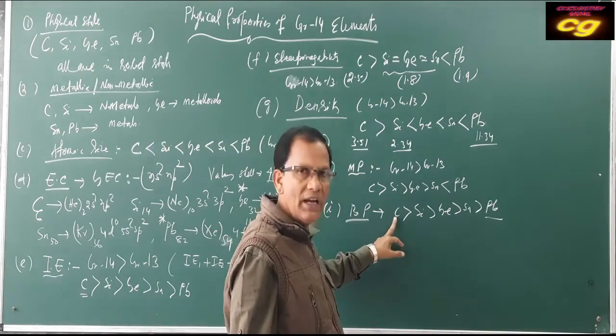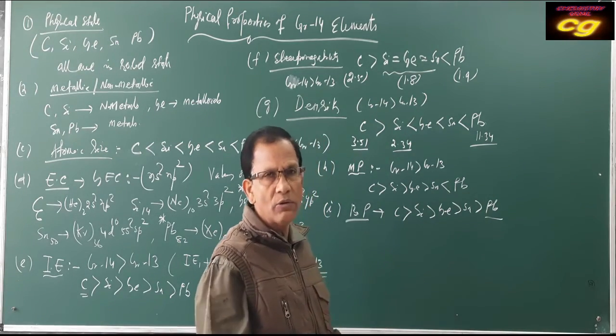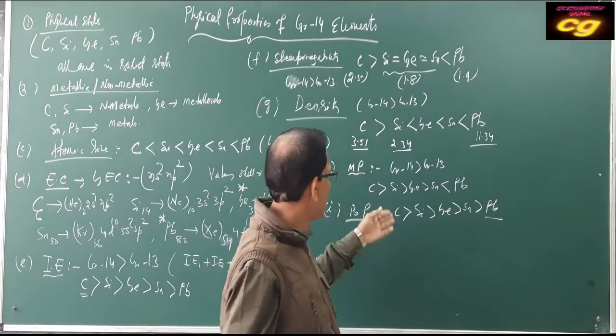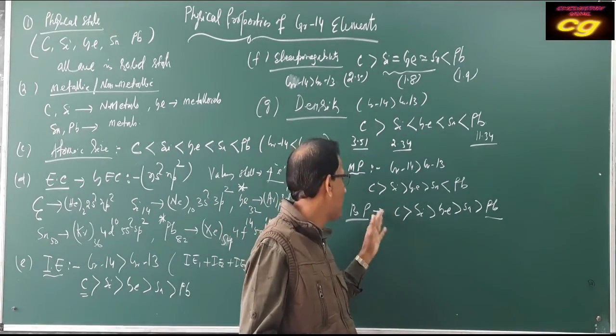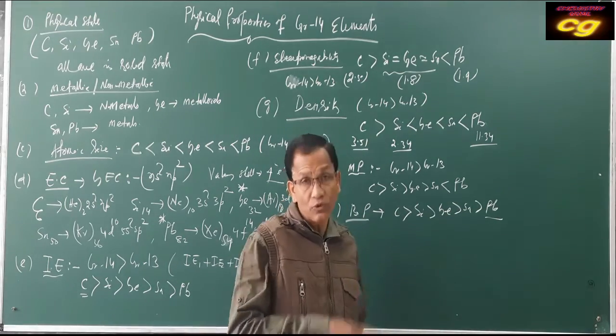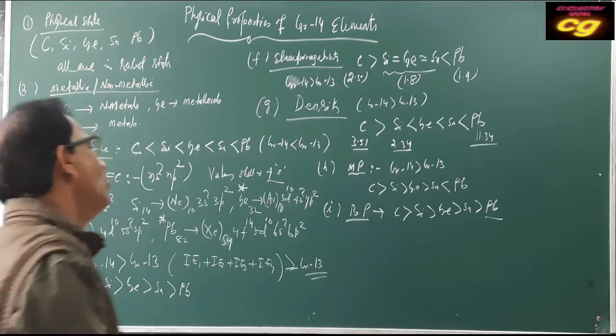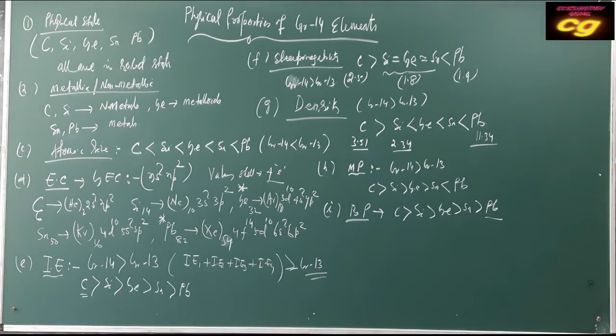And as covalent compounds, covalent solids are formed by carbon, that's why the bonding is very strong. That's why it has a high boiling point. But in lead, due to large size, the bonding is weak. That's why it has a low boiling point. This is the difference between carbon and lead.